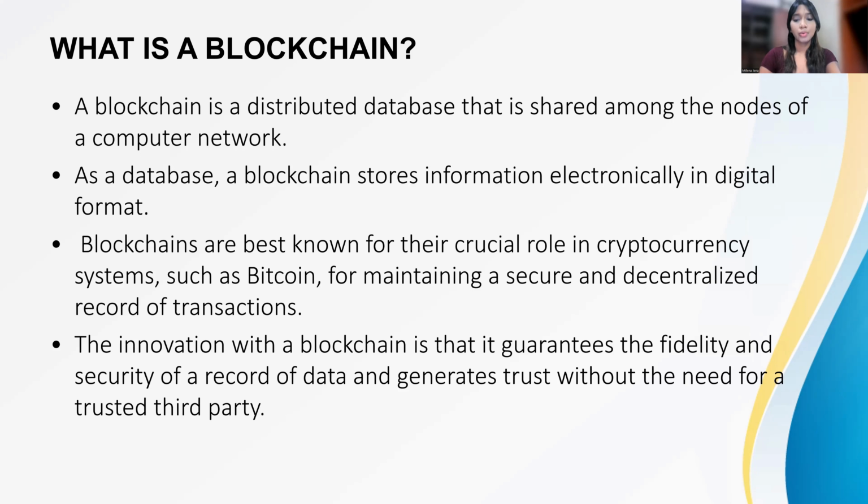Blockchains are best known for their crucial role in cryptocurrency systems such as Bitcoin for maintaining a secure and decentralized record of transactions. Now let us understand how blockchains are useful in cryptocurrency systems. Whenever a transaction takes place, there are several steps that it undergoes in order to get completed. The first step is authentication. Every transaction has two parties, one is the sender and the other is the receiver.